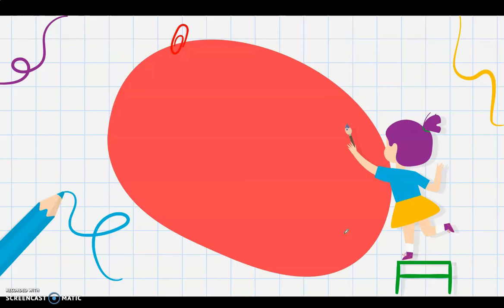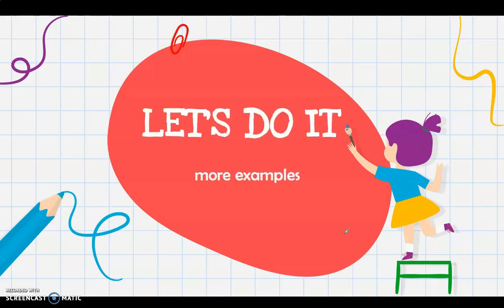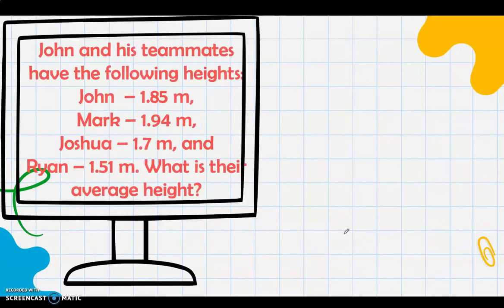Now, let us have more examples about dividing decimals. It can be with other operations, like addition, subtraction, and multiplication. Okay, let's have this. John and his teammates have the following heights. John is 1.85 meters, Mark is 1.94 meters, Joshua is 1.7 meters, and Ryan is 1.51 meters. What is their average height? When we say average, it deals with addition and then division.